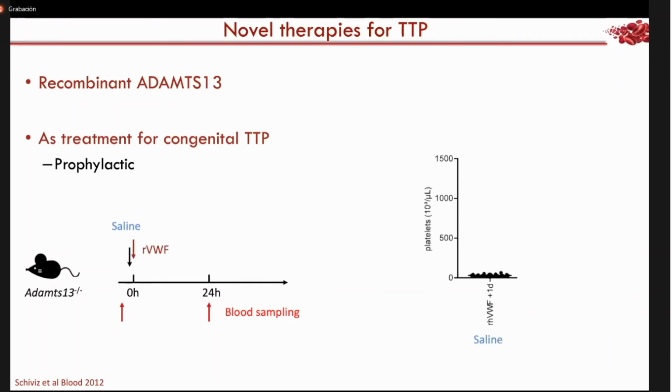And what they see, as I just explained, is severe thrombocytopenia, hemolytic anemia, and organ damage in these mice. But if they injected recombinant ADAMTS13 instead of saline, then you see that the mice did not develop TTP. So recombinant ADAMTS13 can be used to prevent TTP in congenital TTP mouse models. So no plasma is used here.